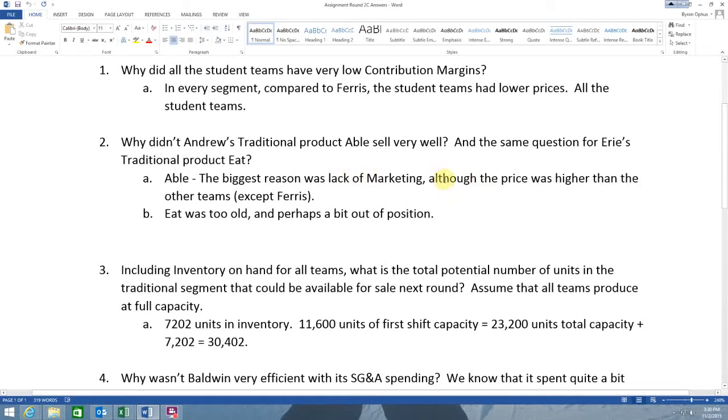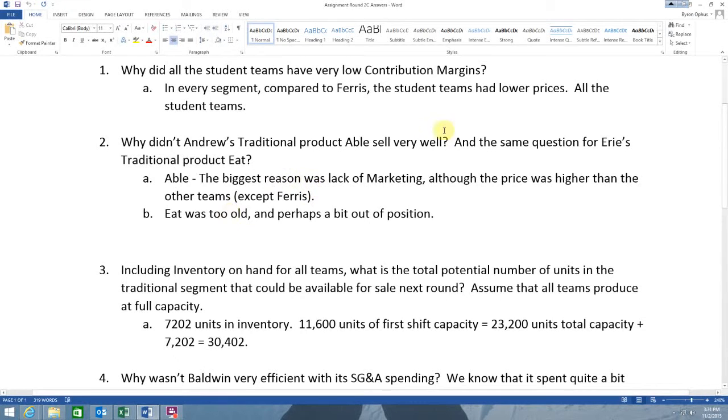And then, the price was higher than the other teams except Ferris, so price might have had a little bit to do with it. But again, Ferris sold more, even though it had a higher price. So I think price would have been a factor, but maybe not a huge factor.